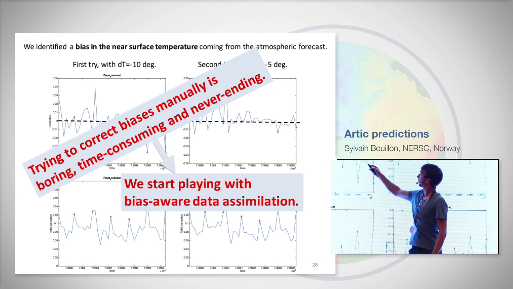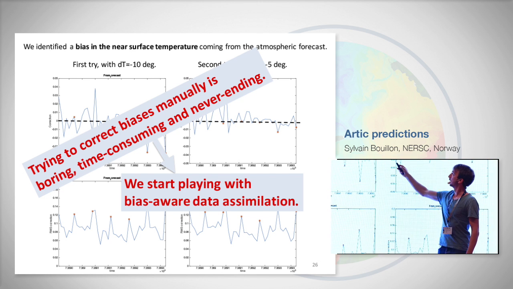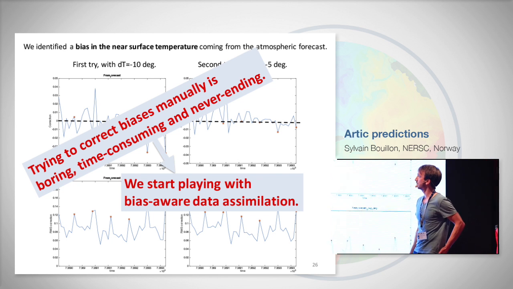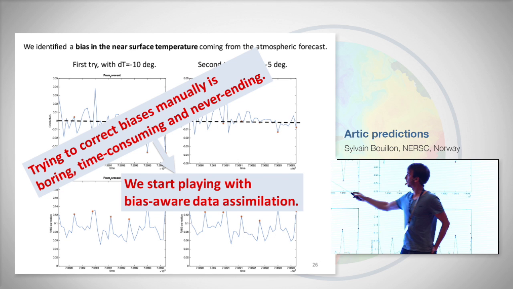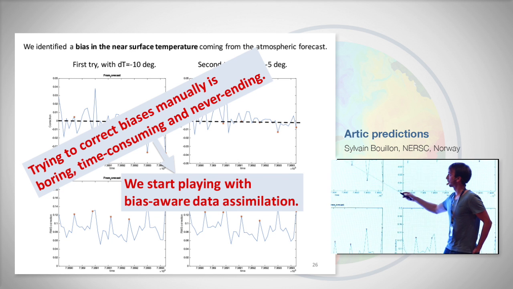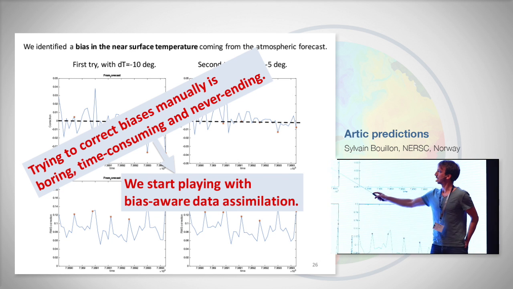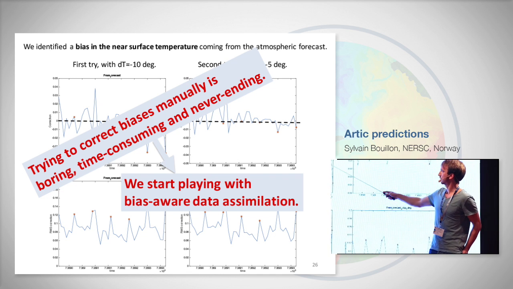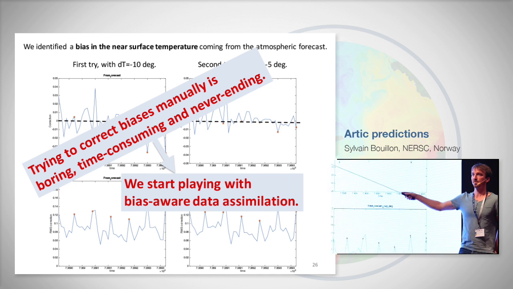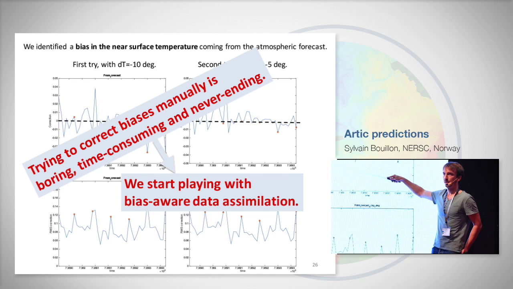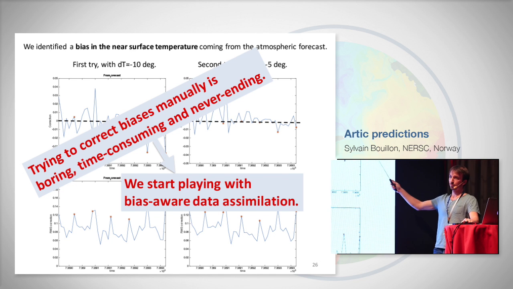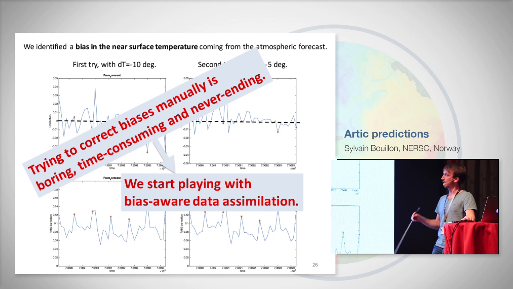The first try was to just decrease the temperature from the forecast by 10 degrees, and it was very good for the first part. So for July, it was quite good. But then in August, we had this persistent bias. So the correction was always negative. So the system was always removing sea ice to go towards observation. So we made a second try with -5, and it was then better for August.